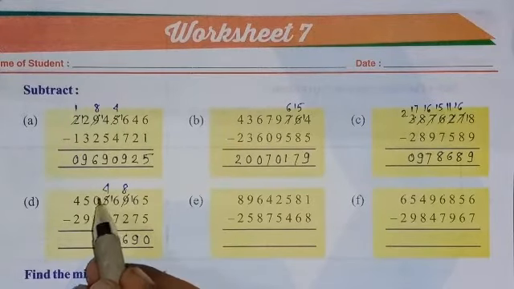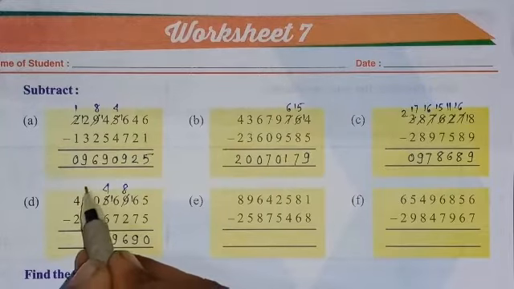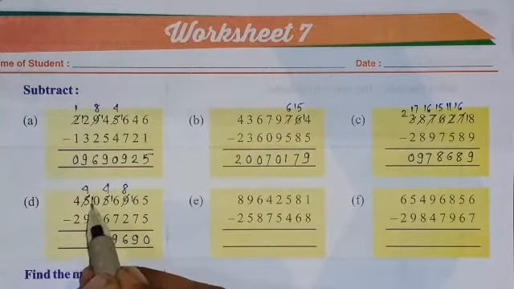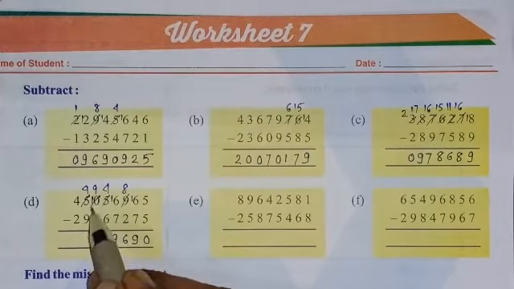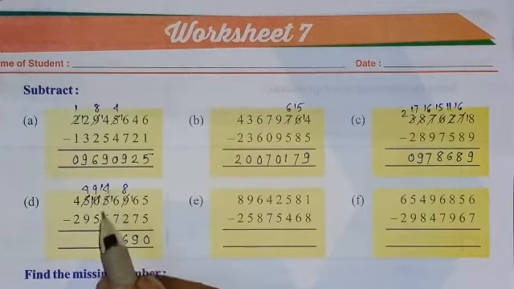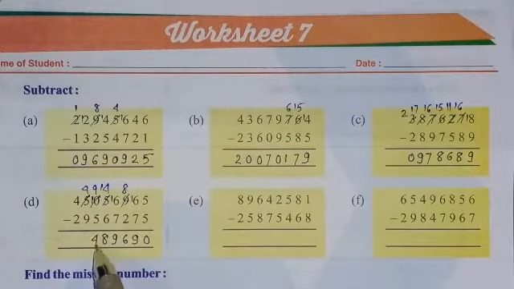So we have to borrow from this digit. Okay. And for this, we have to borrow from this number. This one will be 4. Then this will be 10. Now we have to borrow from this number. This one will be 9. Okay students, this will be 14. 14 minus 6, 8. 9 minus 5, 4.